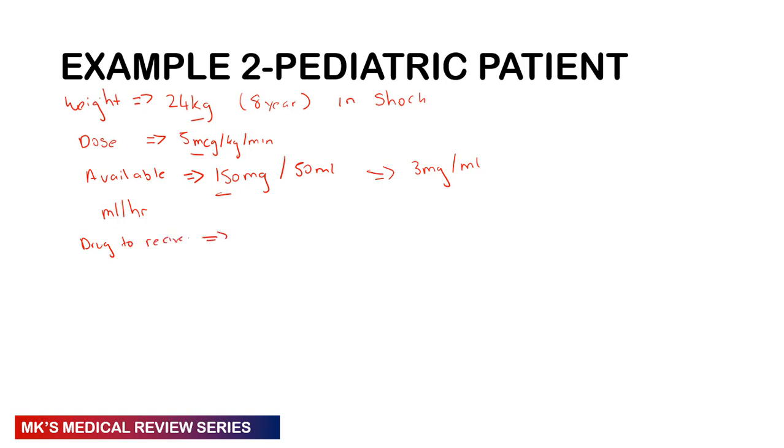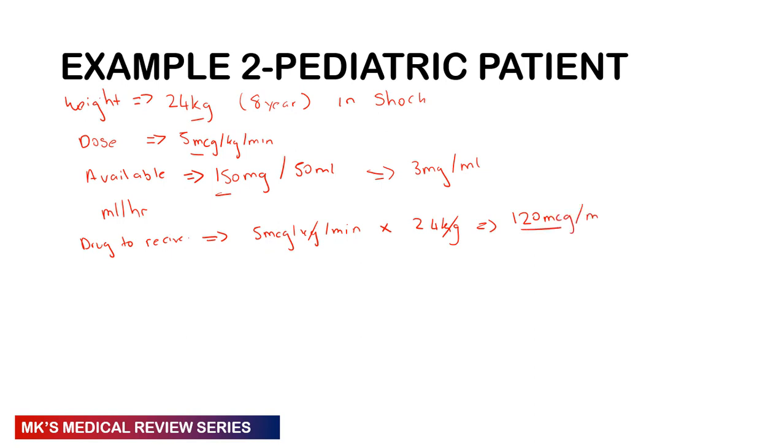So it's going to be that 5 micrograms again. So 5 micrograms per kg per minute multiplied by our weight, which is our 24 kilograms. And remember that our kilogram cancels the kilogram there. So if you multiply 5 by 24, that gives us around 120. That gives us 120 micrograms. So this person must receive a total dose of 120 micrograms per minute.